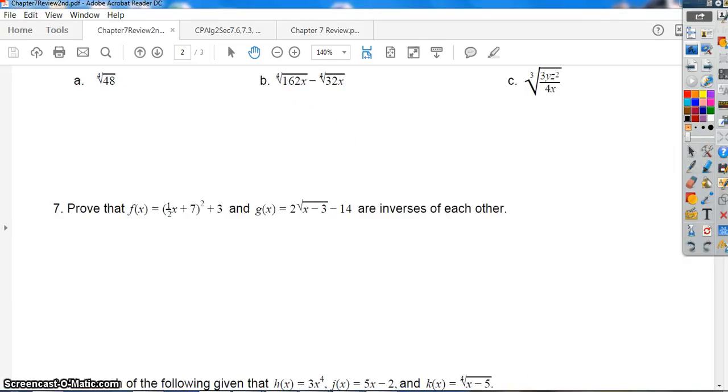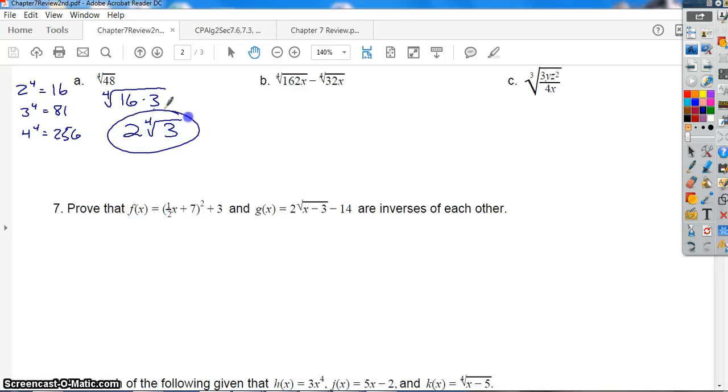Okay, so part 6, I'm going to simplify each expression. I'm going to break down 48. Well, remember, 2 to the 4th is 16, 3 to the 4th is 81, 4 to the 4th is huge, I get to 256. So that's clearly over 48. So let's start with this. 16 times 3 is 48. The 4th root of 16 is 2. So this is 2 times the 4th root of 3.